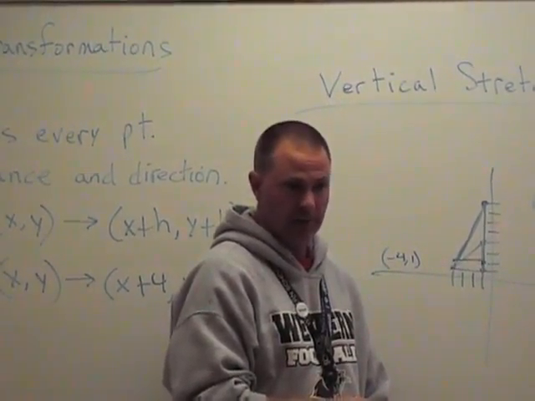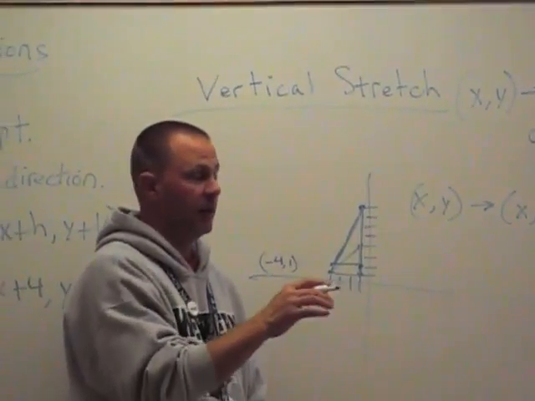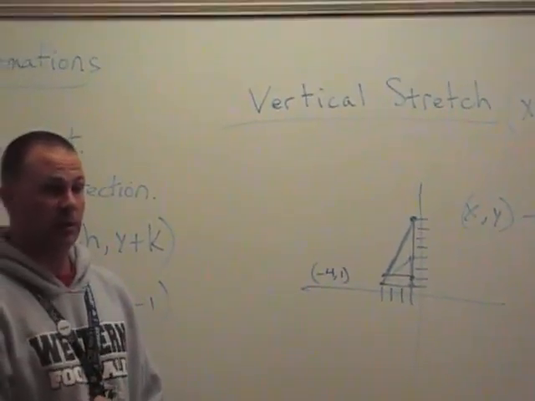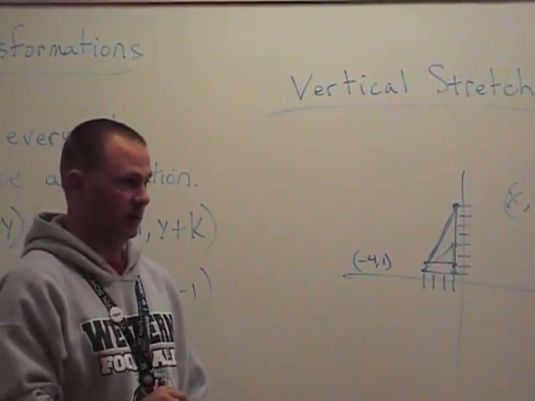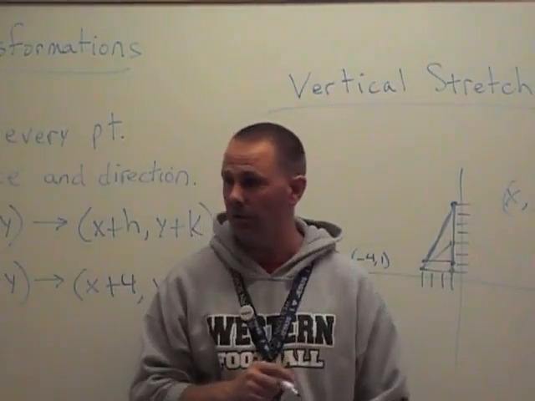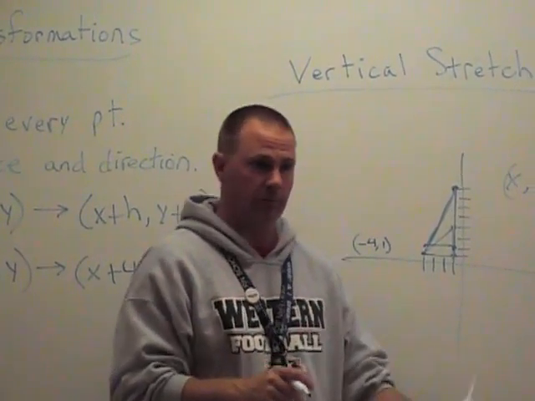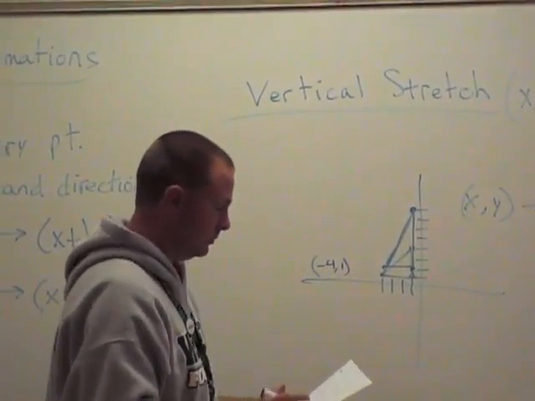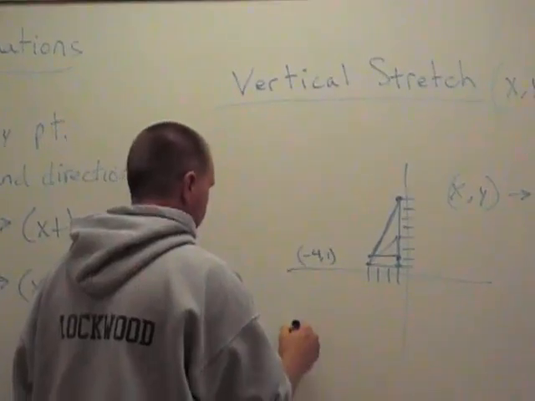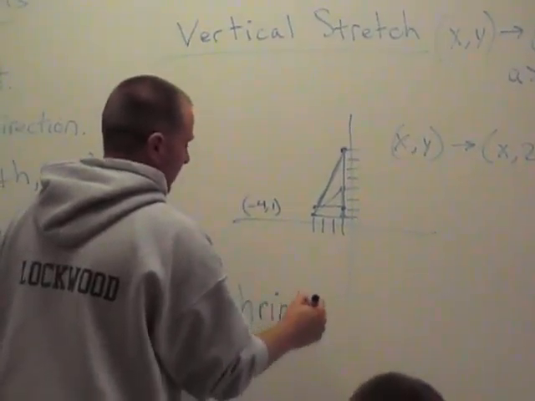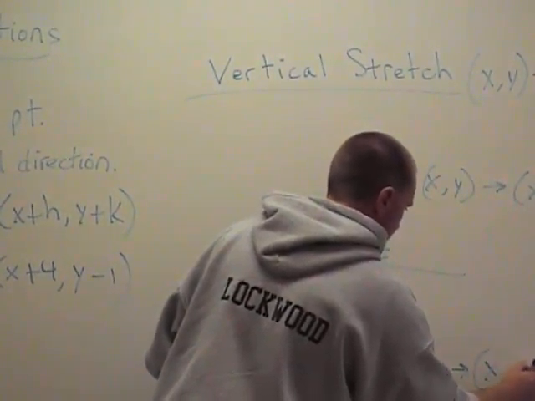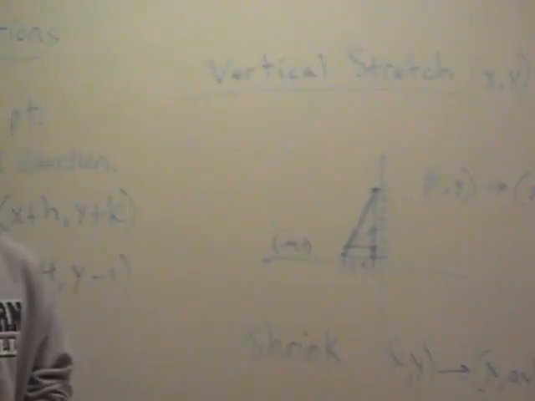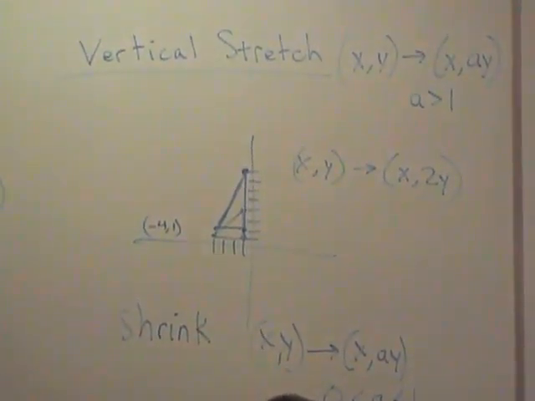Okay. So let's just do one real quickly. Let's take the same shape here. All right, now I'm going to stretch this. What do you say? Two. Two what? The x's all stay the same. Okay. So if this is at -4, 1, it's -4, 2.